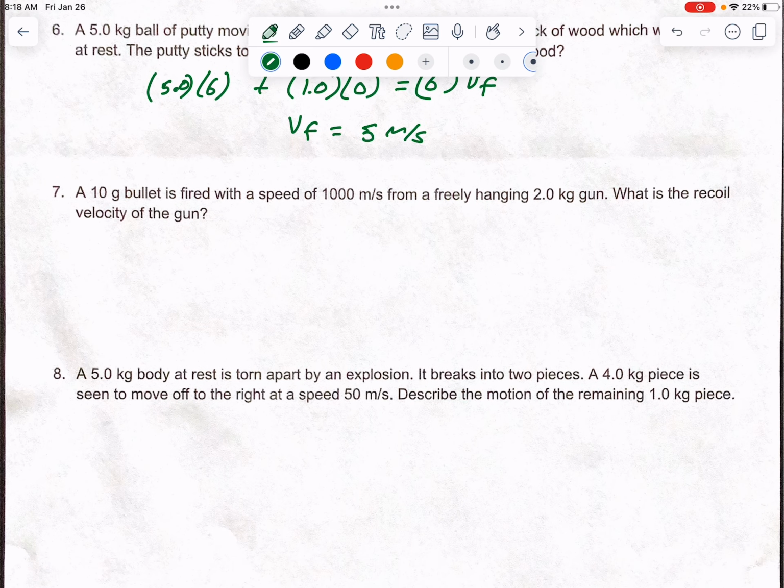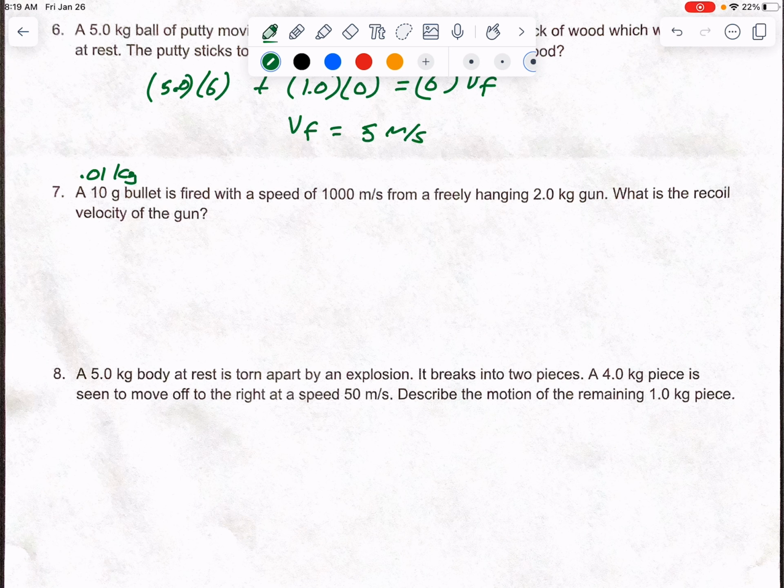Okay, number 7, a 10-gram bullet, divide that by 1,000, that's 0.01 kilograms, is fired with a speed of 1,000 meters per second from a freely hanging 2.0 kilogram gun. What is the recoil velocity of the gun? So freely hanging just means there's nothing holding it to prevent the recoil. So don't get too hung up on that.